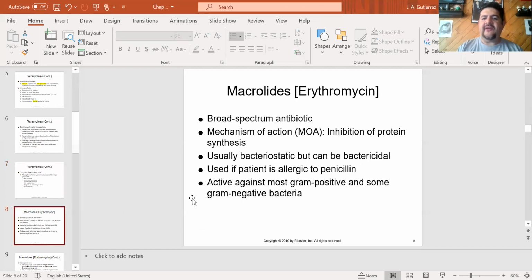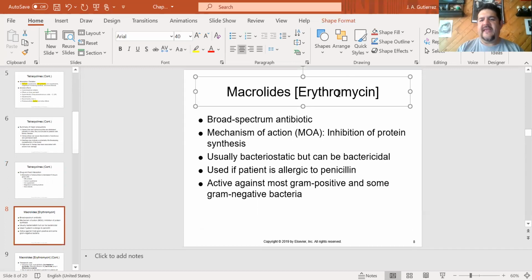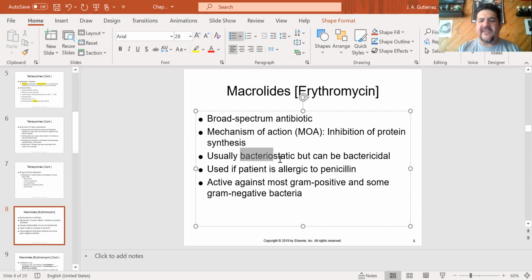Now let's jump to macrolides. Macrolides are medications, PO, that end in mycin. Same thing, they're bacteriostatic. That means they don't kill the bacteria, but they inhibit the bacteria from multiplying.